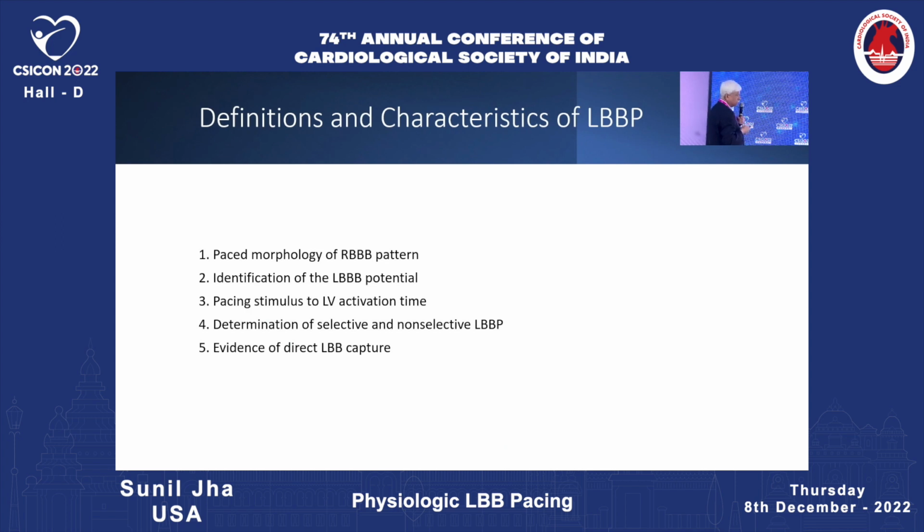So, paced morphology of right bundle branch block pattern. Identification of left bundle branch potential is not easy, especially if you have complete left bundle branch block, you may not be able to see the left bundle potential. Then the pacing stimulus to left ventricular activation time: choose lead V5 or V6, measure the distance from the pacing spike to the first spike of the QRS complex, and if it is less than 75 milliseconds, then you should wash and go home. Okay, you're doing fine.